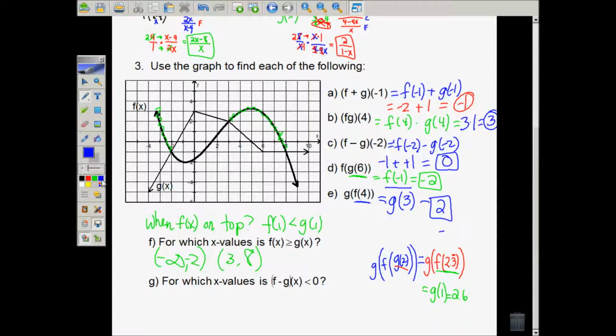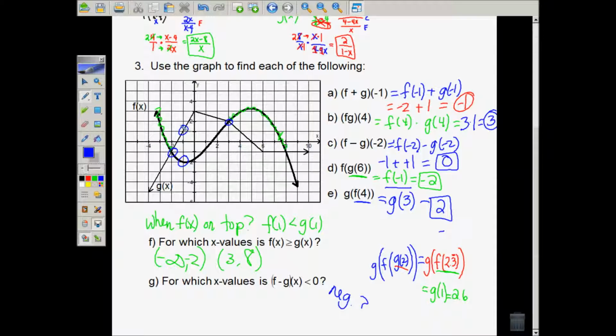When a number is less than 0, what kind of numbers do I produce? Negatives. So I want to know, when do I produce negatives? About negative 2 to 3. Okay, because what happens here? f of x is less than g of x. And when you take a small function and subtract it from a big function, what do they produce? A negative. Exactly. So if I take this function and I'm subtracting from this function, my answers are always going to be negative. So let's test that out.